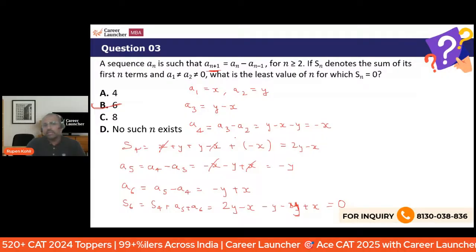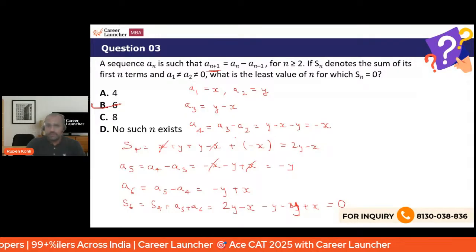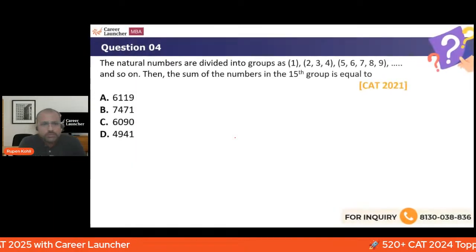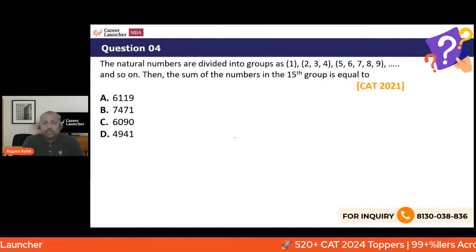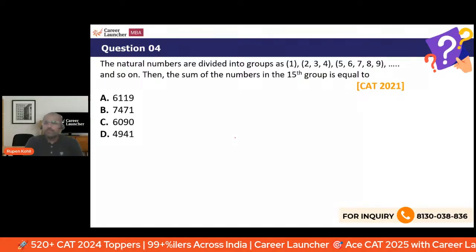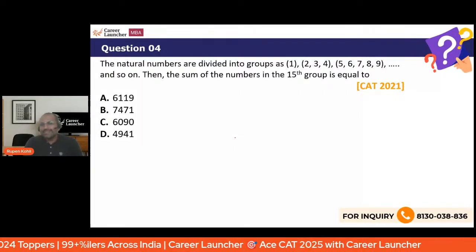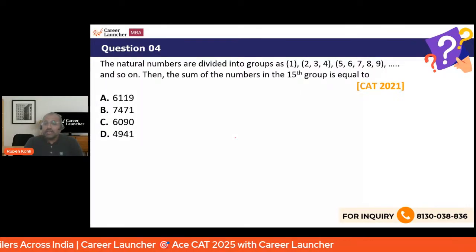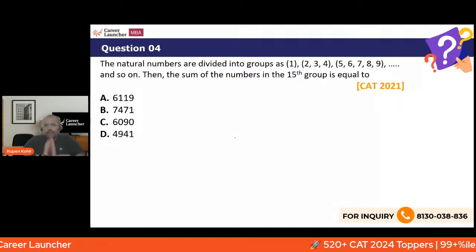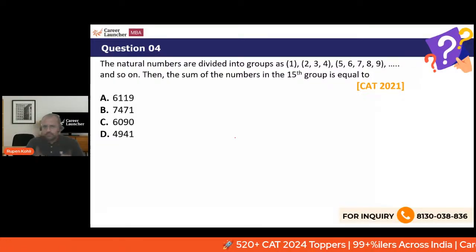Now I'll start discussing some of the previous year questions as well. Let's see the fourth question. All right. I think something somewhat on the lines of the first question, right? The natural numbers are divided into groups as the first group. So groups are written in this way in the brackets.